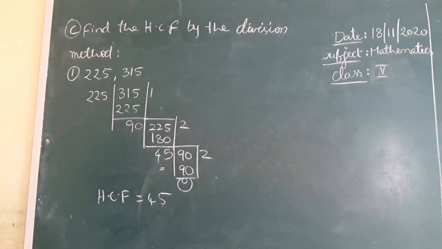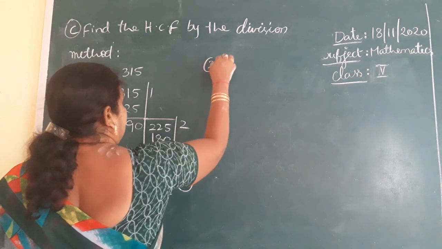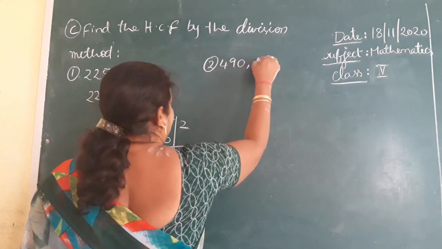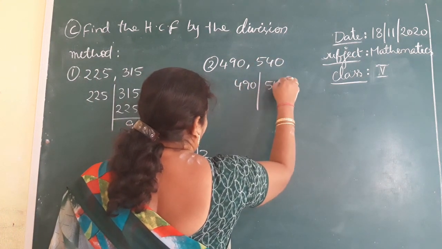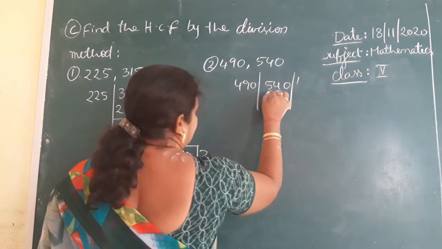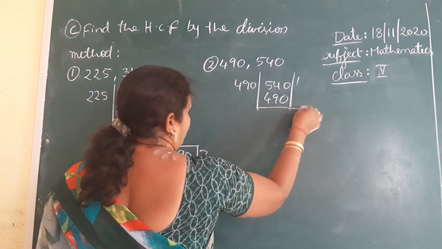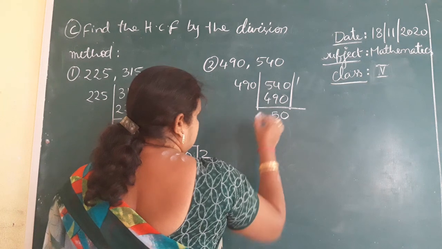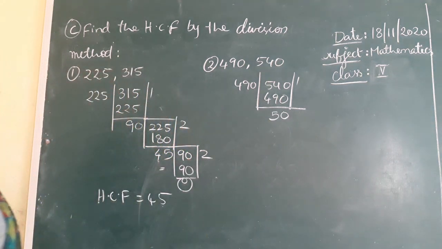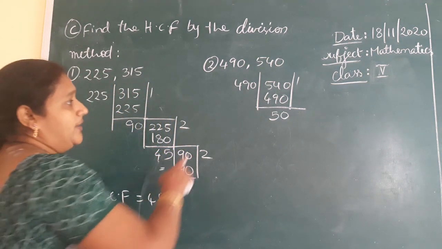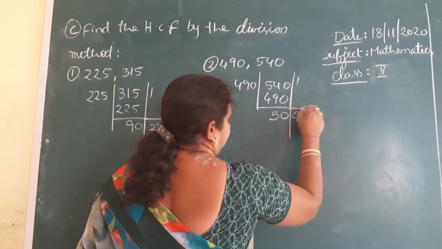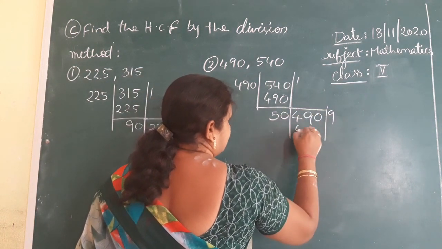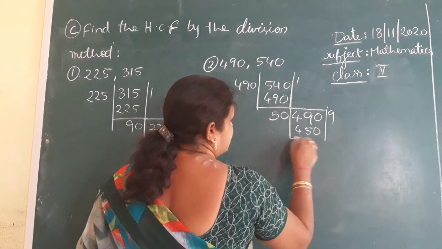See the next one. 490, 540. 490 with 540. 4 2s are 8, so it exceeds. One time only it is possible. 540 minus 490 is 50. 50 divides 490 again. You have to divide this number with that, 490. 5 9s are 45, so 9 times 50 is 450.